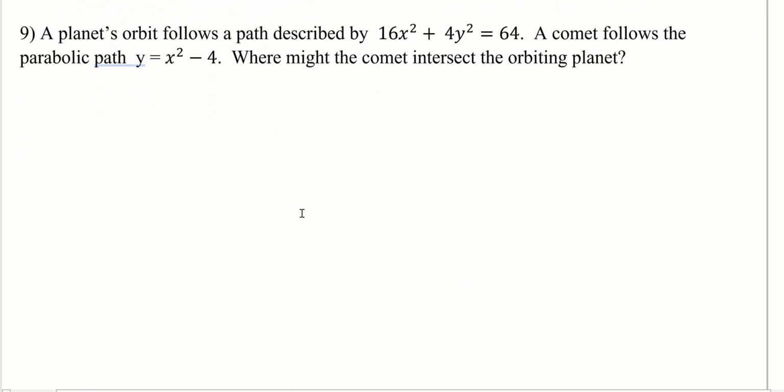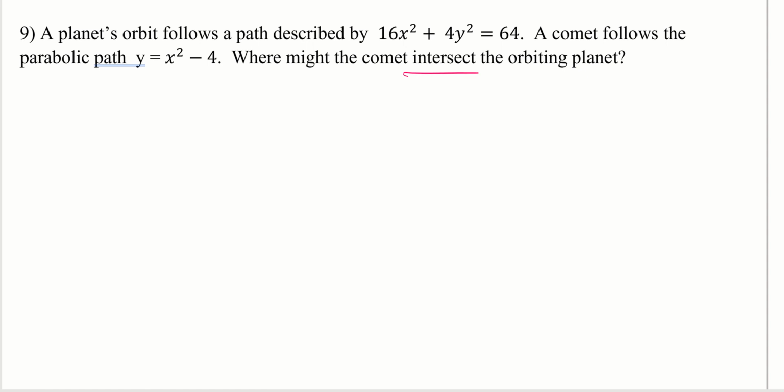All right, last one here. A planet's orbit follows this path, described by 16x squared plus 4y squared is equal to 64. A comet follows a parabolic path of something like that. Y is equal to x squared minus 4. Where might the comet intersect the orbiting planet, right? So we definitely don't want to run into each other.